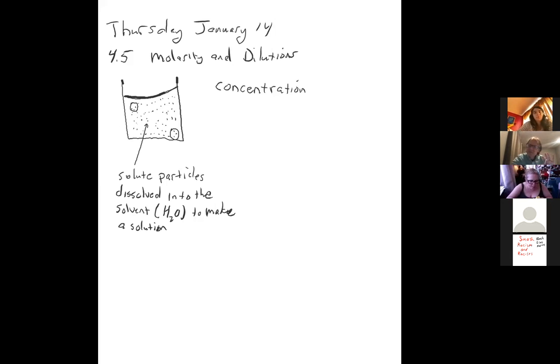So concentration has many different units. You'll see a bunch of them out there. One of them is grams per cc. Another one would be milligrams per deciliter. Another one would be percentage. Another one, the one we're going to focus on here, is moles per liter. And the moles per liter is called molarity.